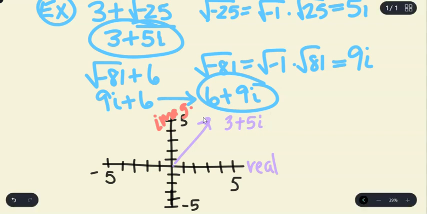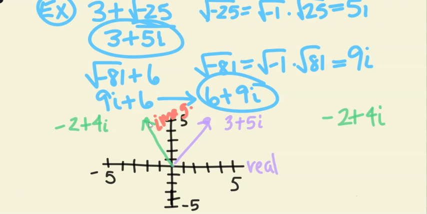Let me give another example. What if I gave you the vector negative 2 plus 4i? Well, I've got my real component and my imaginary component. So I'm going to take the negative 2 on my real axis, so I'm going to go left 2. And then my imaginary component is positive 4, so I'm going to go up 4, 1, 2, 3, 4. And that is my vector negative 2 plus 4i on the complex plane.